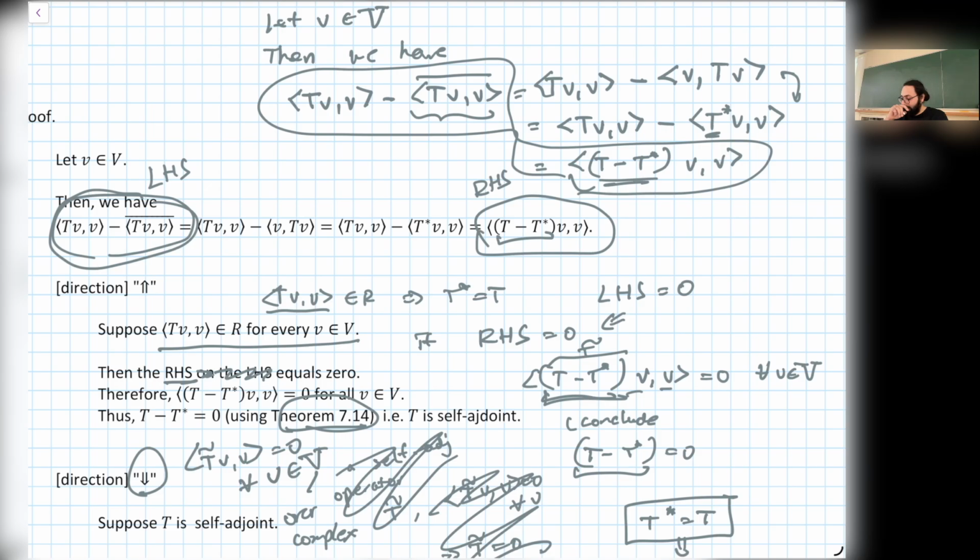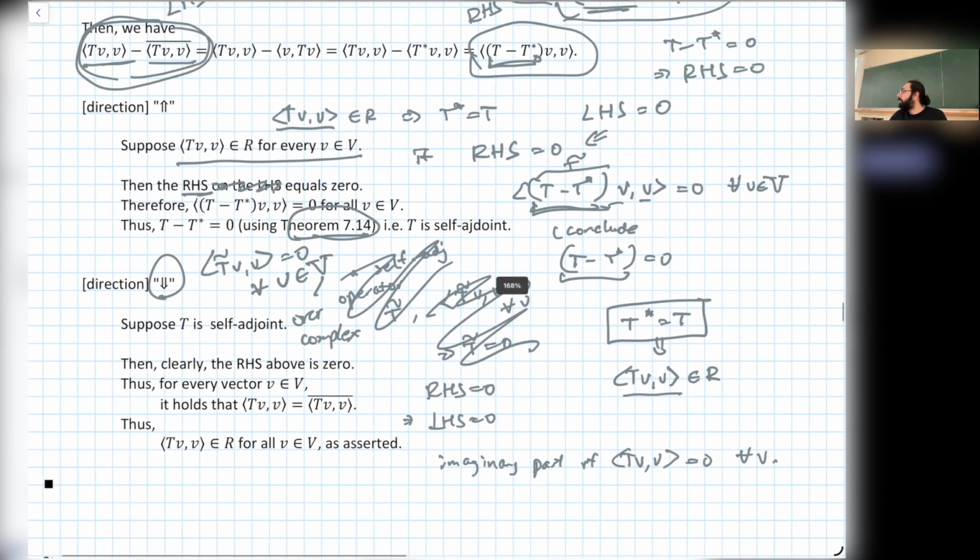In the right-hand side, we are given T minus T star is 0, because T equals T star. So what can you say about the right-hand side? The right-hand side is 0, that's fine. The left-hand side is also therefore 0. And what is the left-hand side saying here? Is it saying anything about the imaginary part? The imaginary part is 0. Got it? Okay, any other questions? Good. All right, so let's continue.